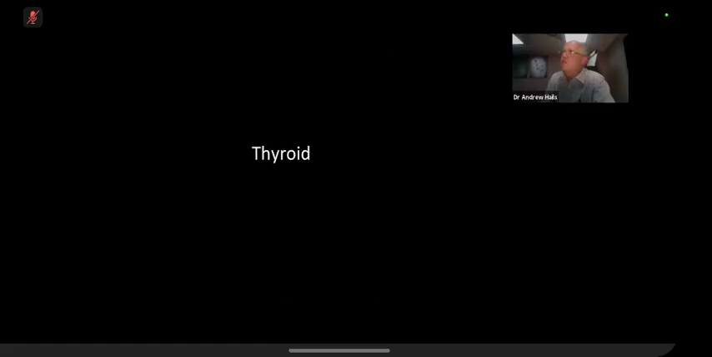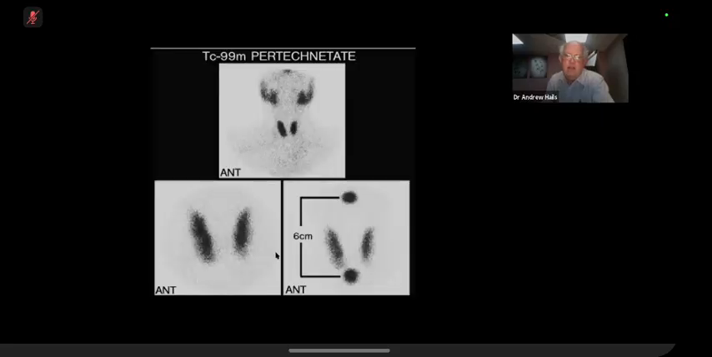So just moving on to the thyroid gland. So this is a normal pertechnetate thyroid scan. You get uptake in the thyroid. You also get uptake in the salivary glands as well.